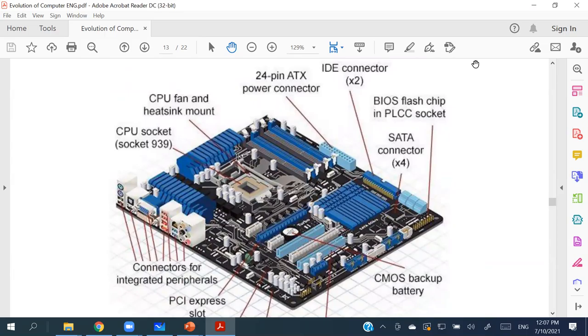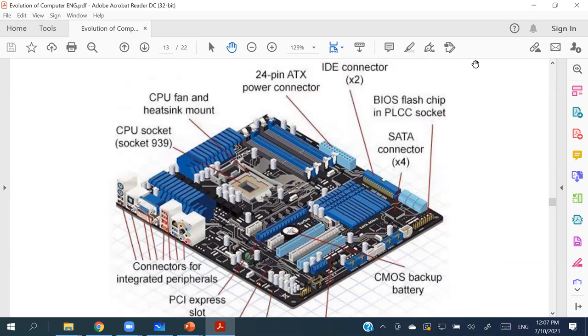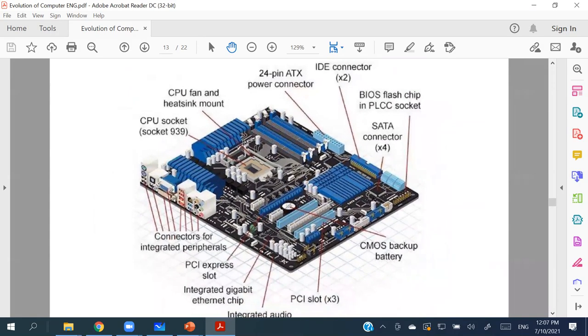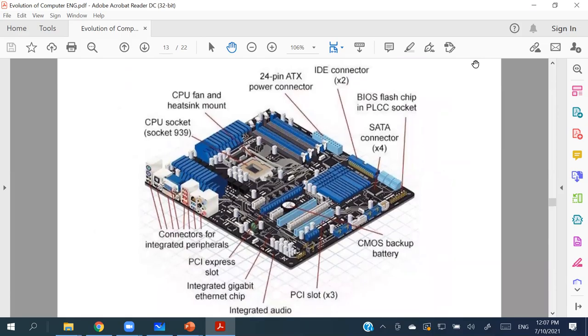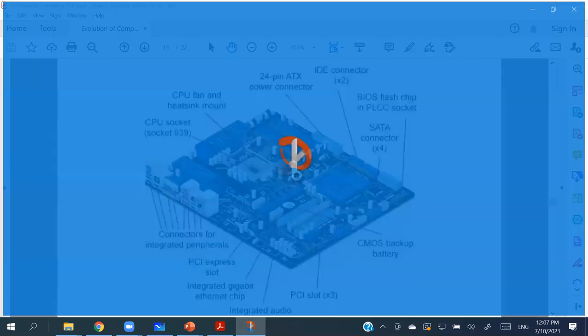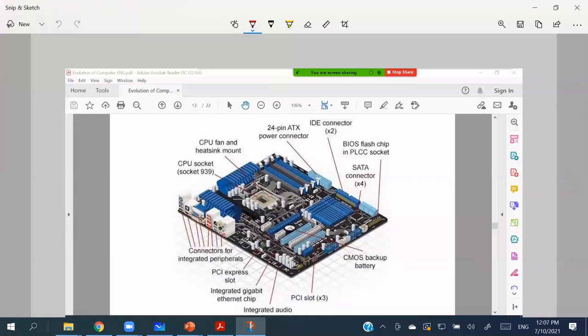Basically the motherboard is the main circuit board which allows the other components to rest on it. As you can see in this picture, in the middle there is a socket to fix the CPU, the central processing unit. This is the socket. Hold on, I'll take a snip and show it to you.